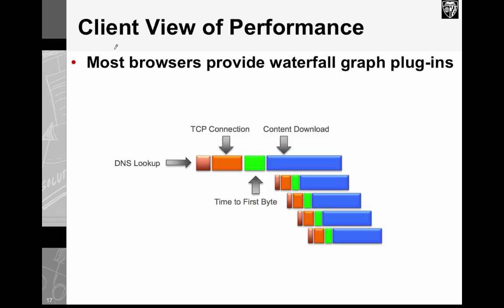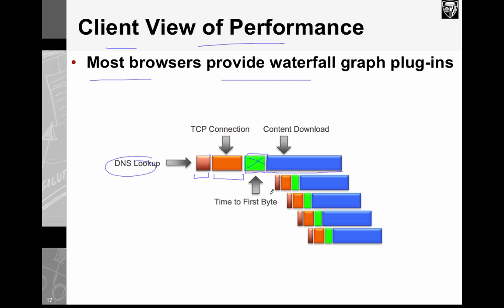And if you look at the client view of performance, the first thing that happens when you type in a URL is that it has to do a DNS lookup. So there is some time that is being spent on DNS lookup. And then there is some time that's being spent on the three-way handshake, the TCP/IP handshake. And then finally, it asks for the content. And so this is the time it takes to get the first byte. This actually kind of tells you how busy your server is. And then the content starts coming back.